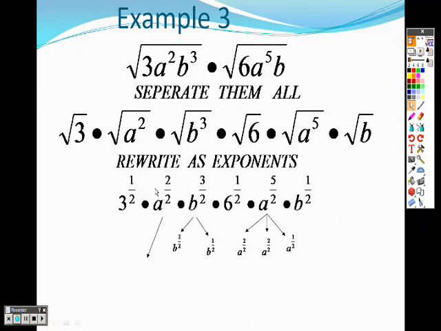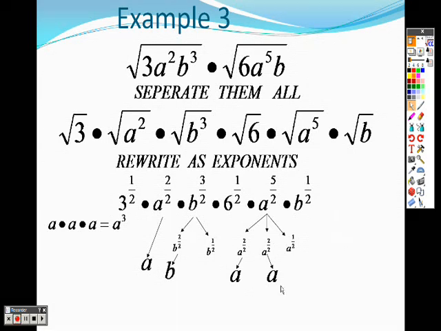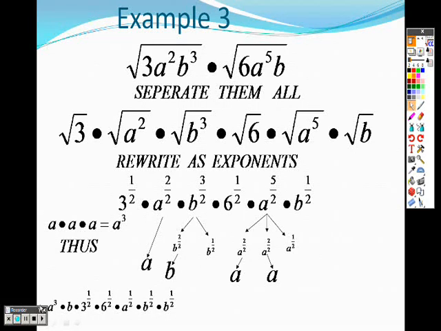This is 2 over 2, which is just a. That is 2 over 2, which is just a. That is 2 over 2, which is just a. That is 2 over 2, which is just b. Everything else is halves. So I'm going to put everything together. I have an a, an a, and an a. A times a times a is a cubed.